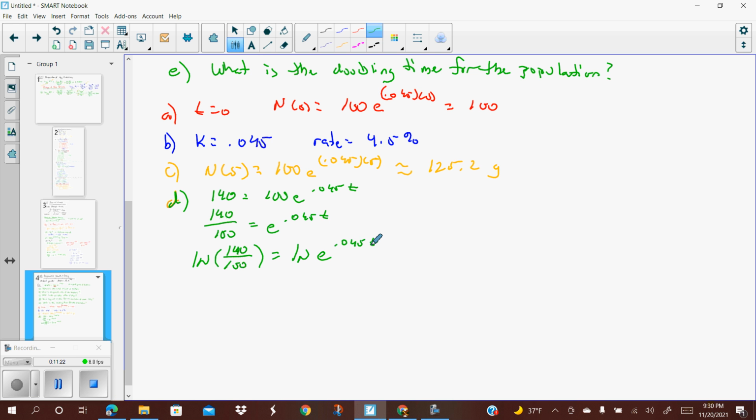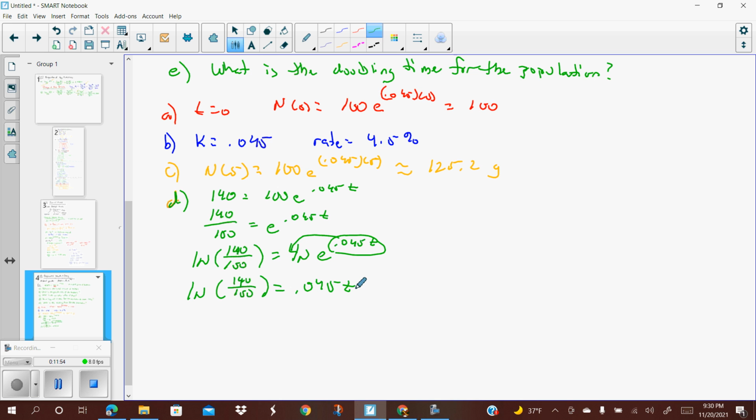If you remember from before, when I bring the exponent out to the front and multiply it, the natural log of e is 1. So all I'm going to have left over is that 0.045t. It saves me one extra step if you realize that's what's going to happen. So we'll have the natural log of 140 over 100 equals 0.045t. Again, please don't just scratch out the ln of e and say, oh, they cancel each other out. That's not what's happening.